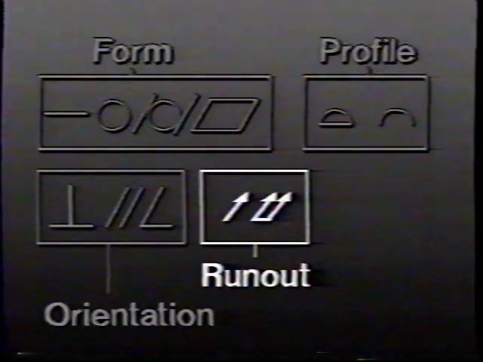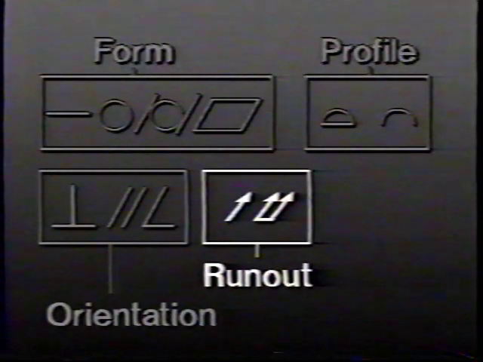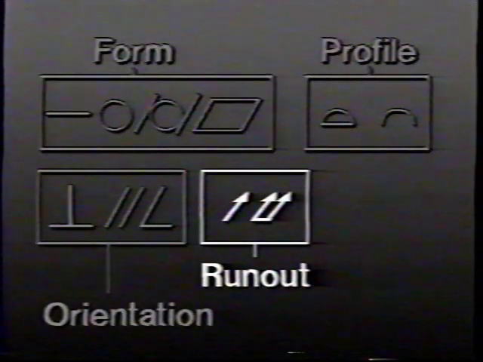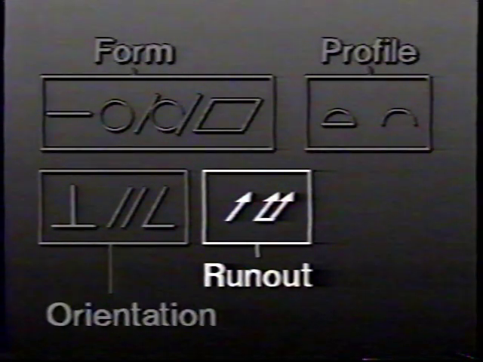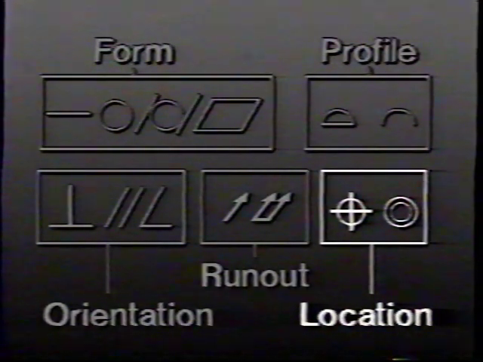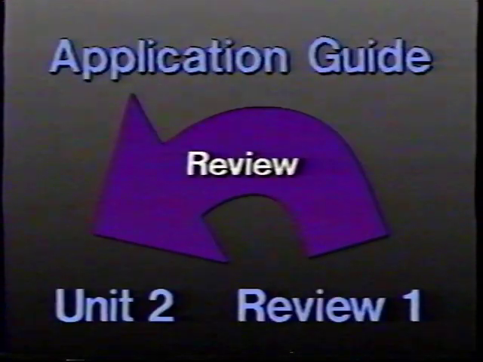Runout tolerances control how much a circular, conical, or cylindrical surface may vary from perfect form as it rotates 360 degrees around a datum axis. Location tolerances control the feature's position and concentricity with respect to a datum, a feature, or an axis.